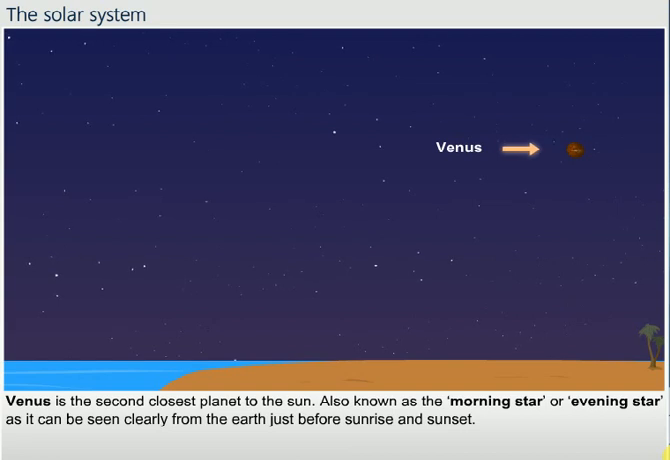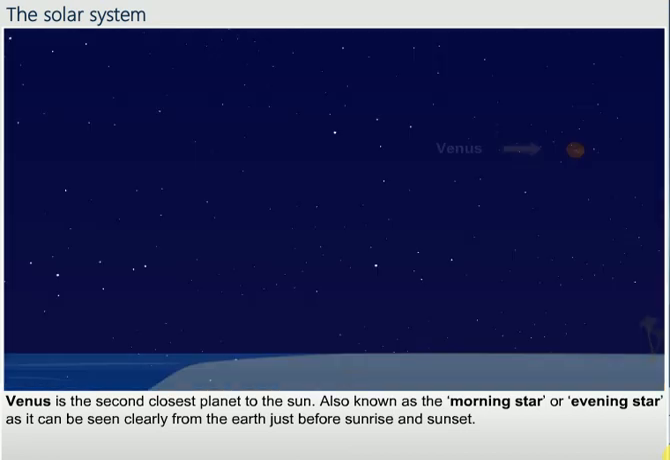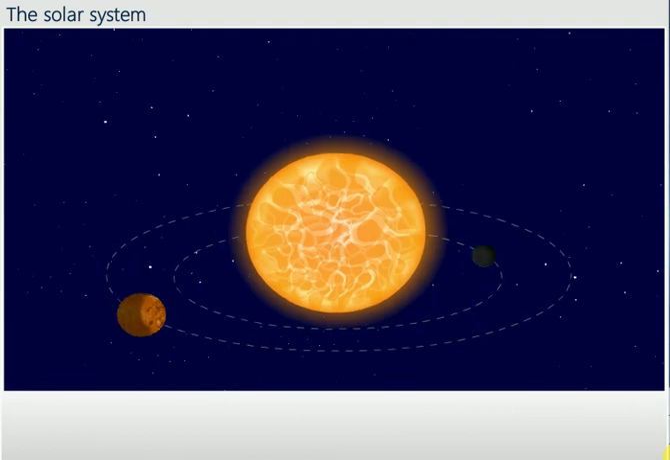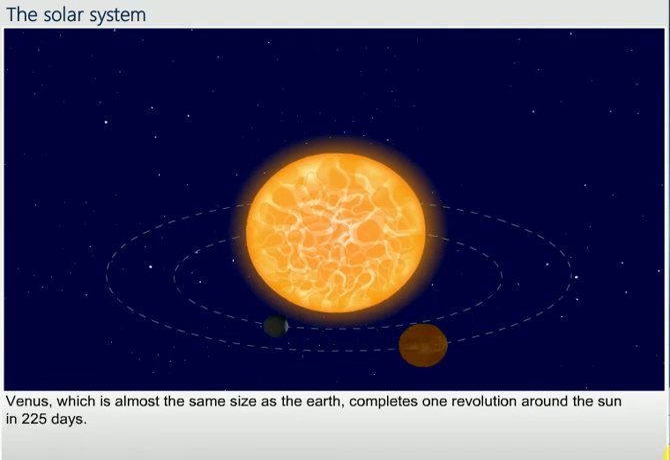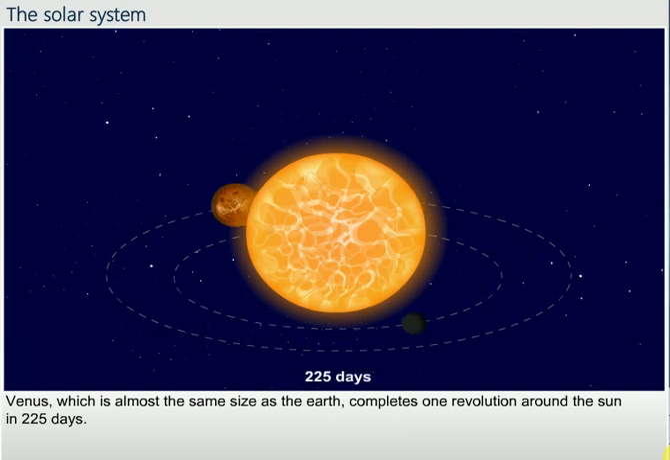Venus has a very thick layer of atmosphere, which is made of carbon dioxide, nitrogen, and some other poisonous gases. This layer of atmosphere maintains a high pressure on the planet and traps the Sun's heat.